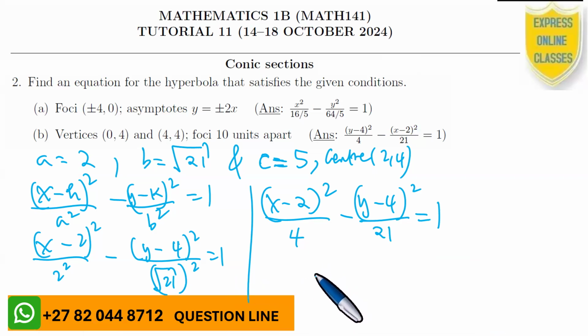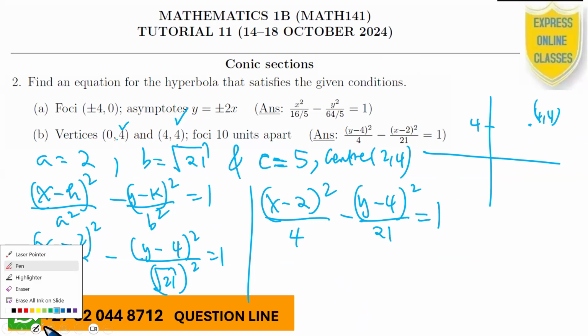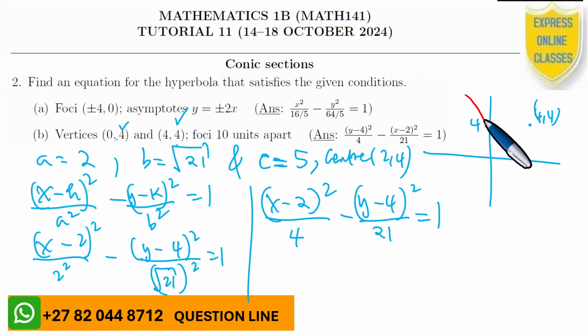So if the vertices are this, how is the graph? Because y is 4, and then the other one, x is 4, y is 4. And they said these are the vertices. So if these are the vertices, the graph always sits on the vertices. And a graph that sits on the vertices, like this, tells that x is positive.